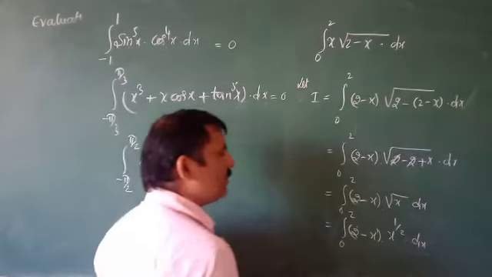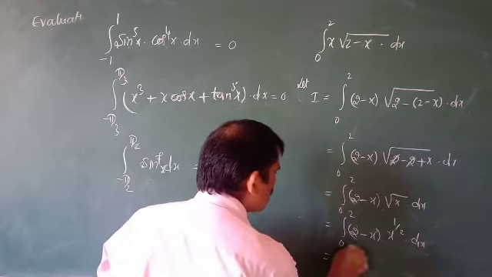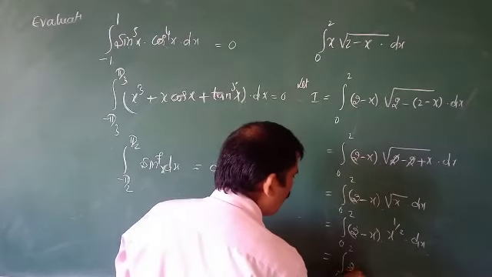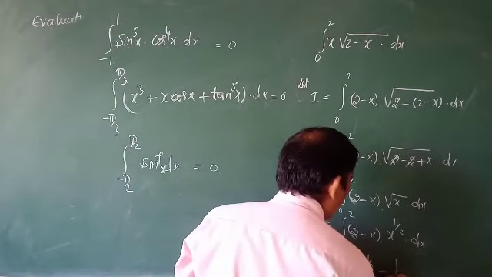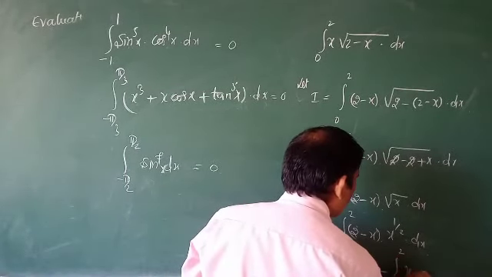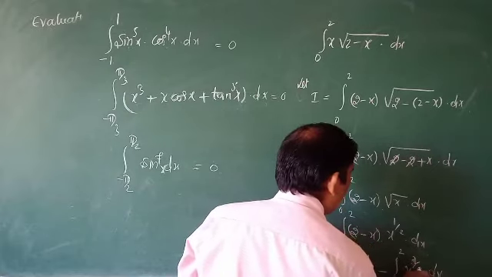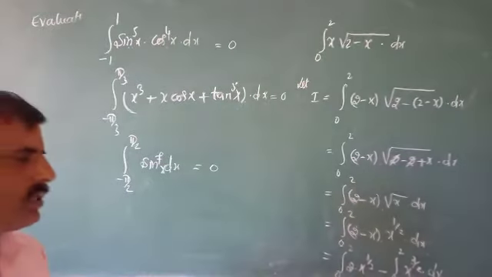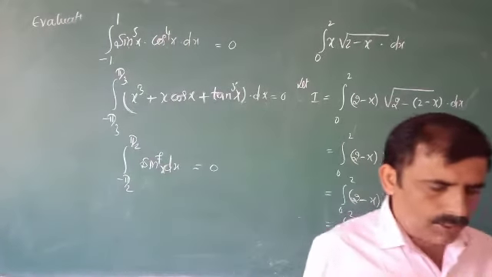Multiply by x and solve this. Integral of 0 to 2 of 2 into x to the power of 1 by 2, minus integral of 0 to 2 of x to the power of 3 by 2 dx. Solve it, and you will know what value it comes to.